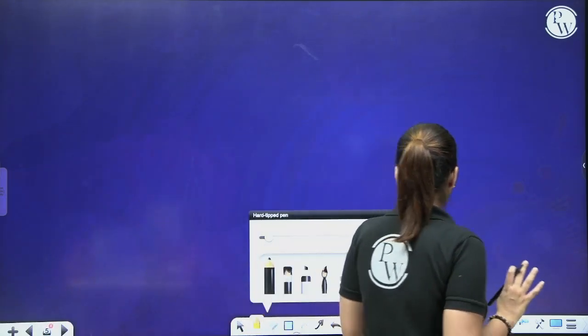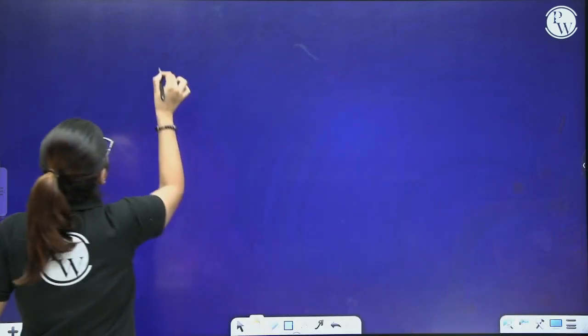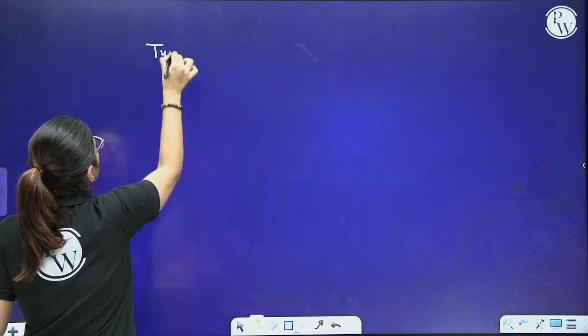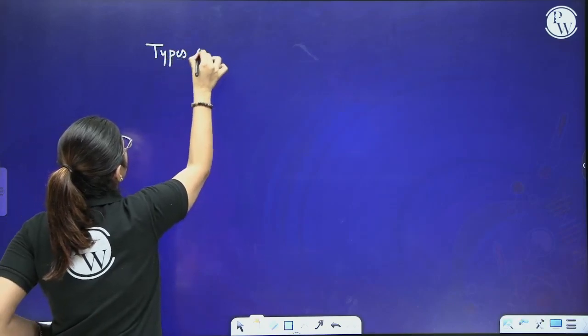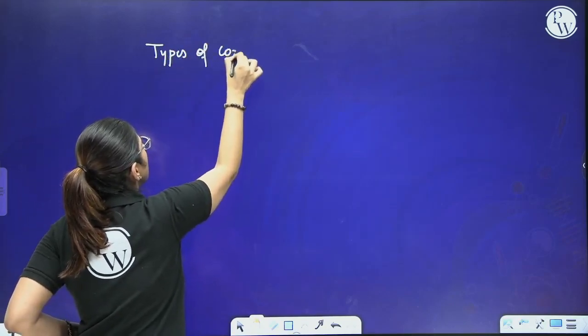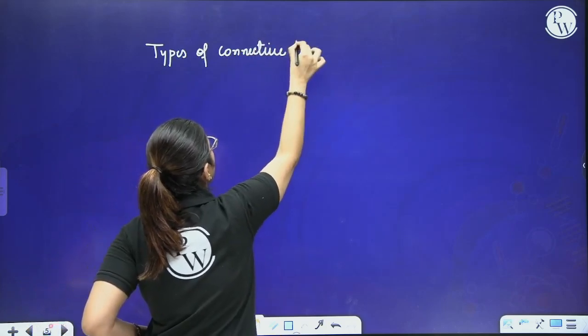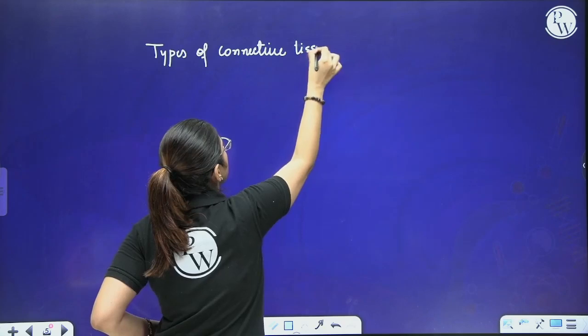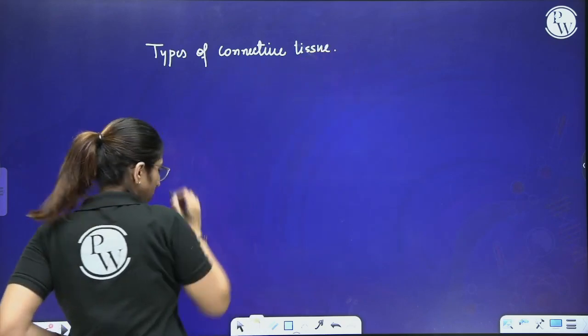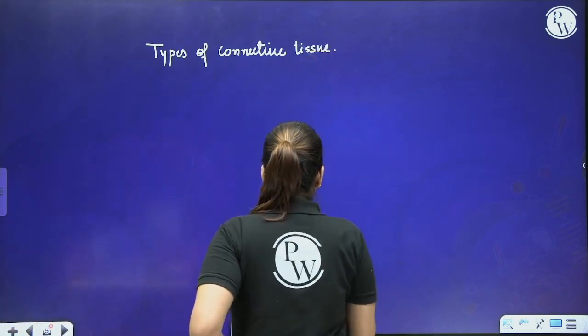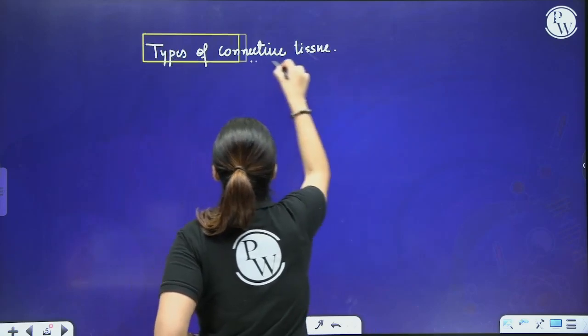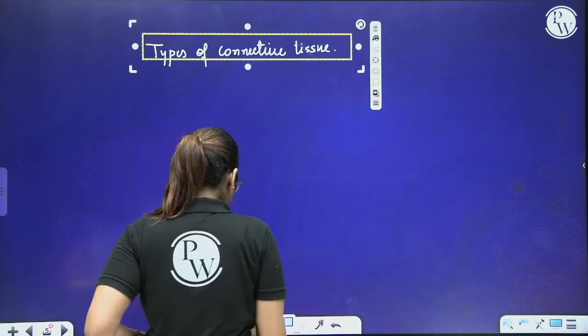Now, let's talk about types of connective tissues. Types of connective tissue. So like this, we have various types of connective tissue. Let's discuss each of them.